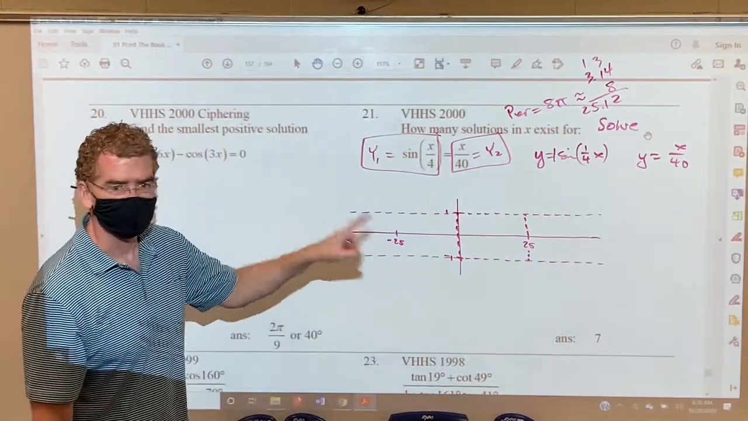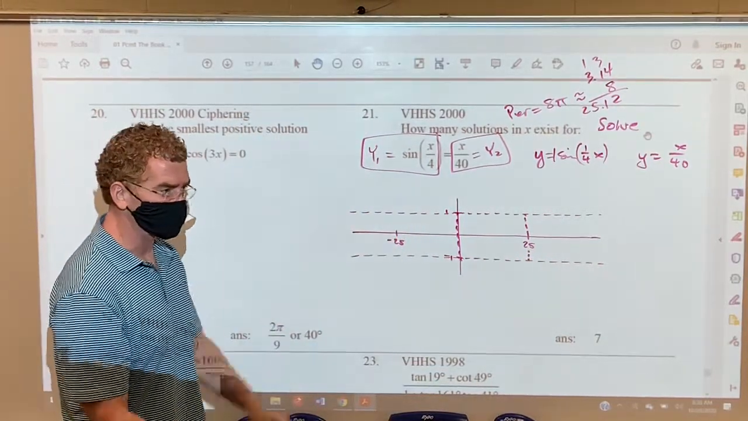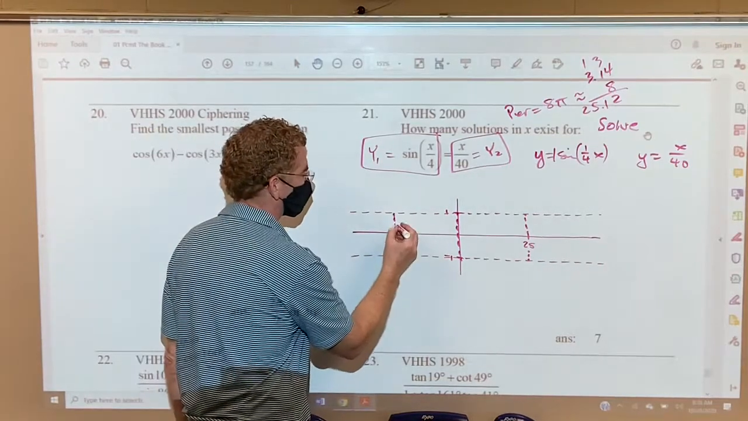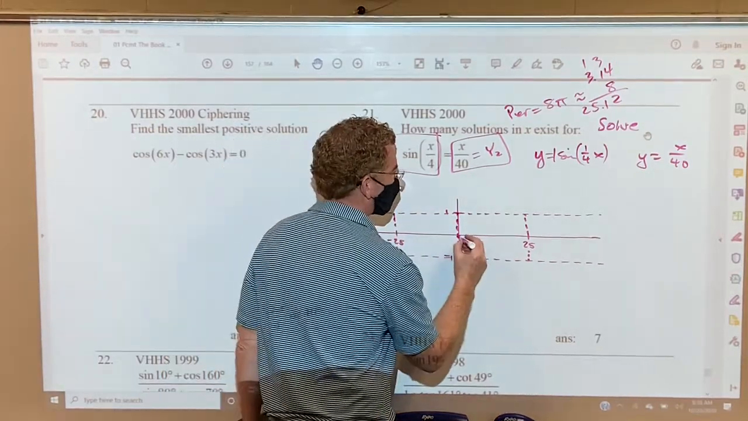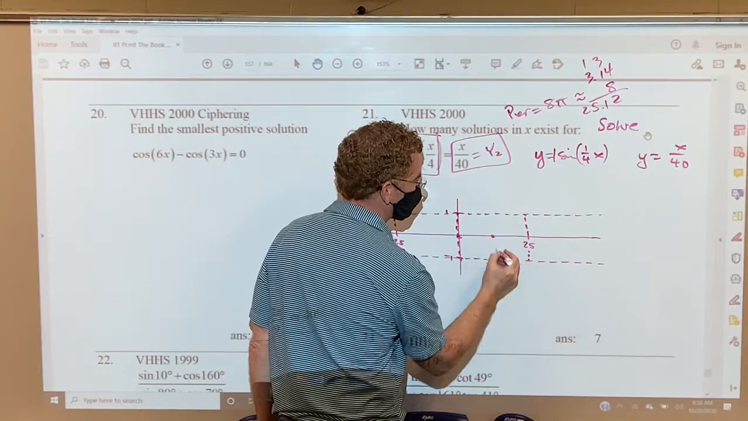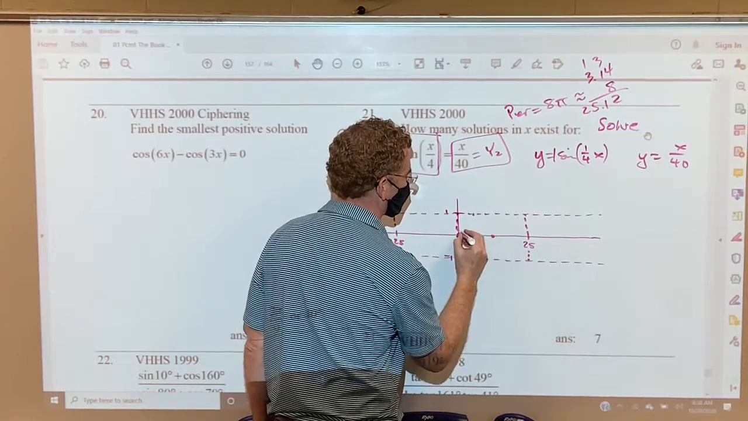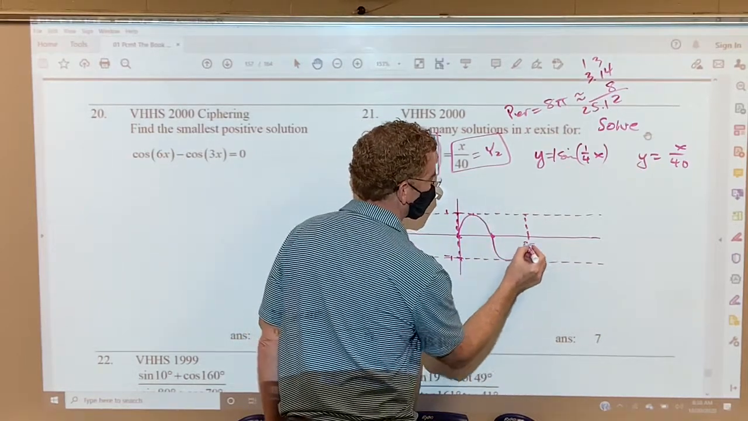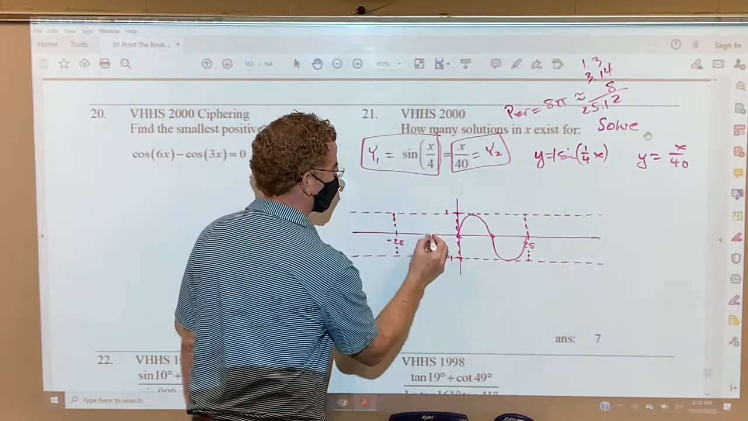And the period of the sine is going to be in there. Are y'all with me so far? Okay, so here we go. Here's my first box. Up, back to the middle, down, back to the middle. So it's going to look something like this. And then same thing here.